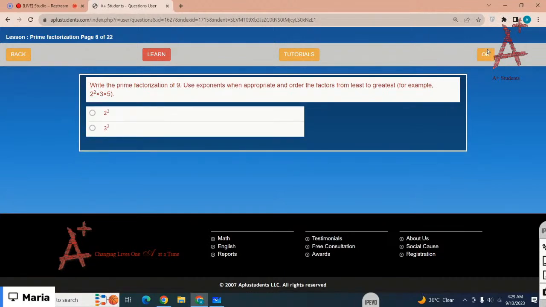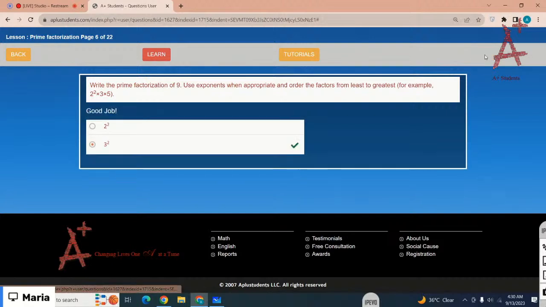Write the prime factorization of 9, which is the correct option. That would be 3 times 3 is the correct option, right? And that would be the second option.